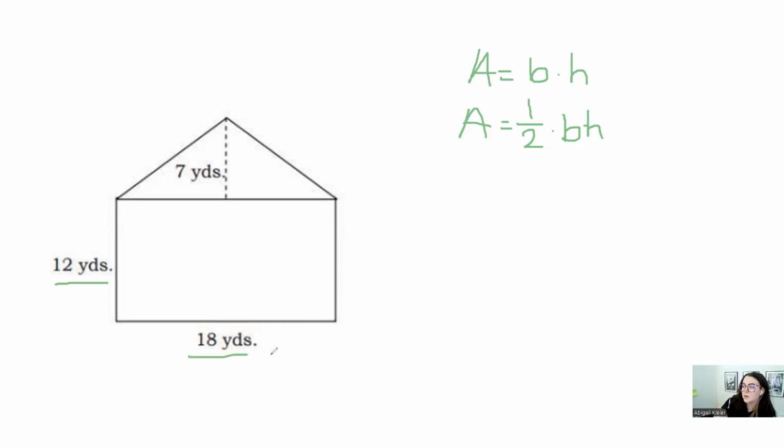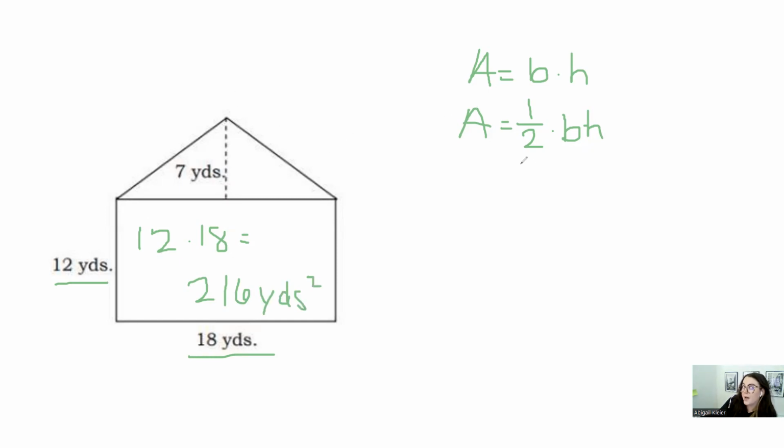My bottom rectangle, 12 by 18. And I'm going to use my calculator to solve that. 12 times 18 is an area of 216 yards squared. Now I have the triangle.